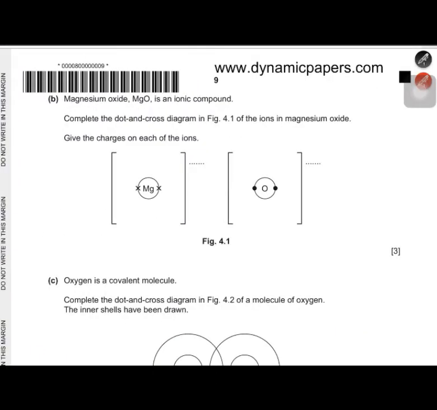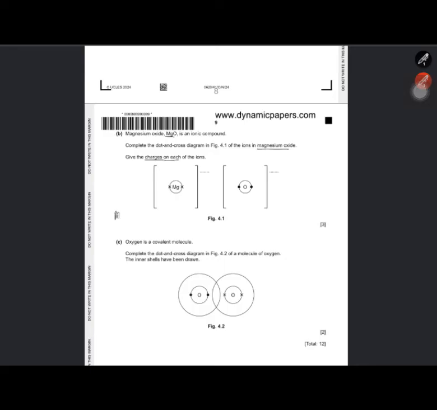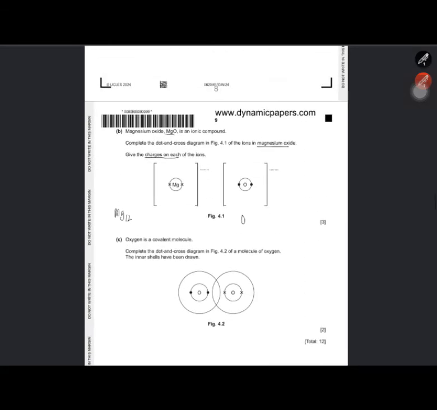Magnesium oxide, MgO, is an ionic compound. Complete the dot and cross diagram for magnesium oxide and give the charges on each of the ions. So this is magnesium. It has 12 electrons and it is in group 2. That means it has 2 valence electrons. Oxygen, on the other hand, is in group 6. It has 8 electrons.